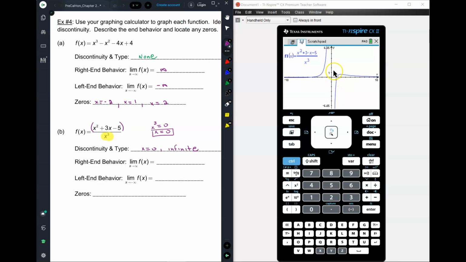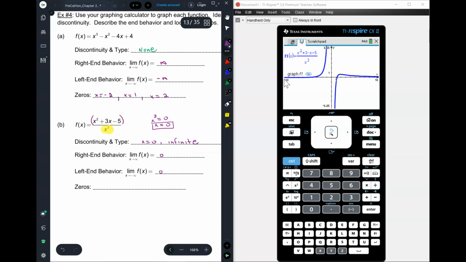Okay, right end behavior. As you go to the far right, we see that the graph is leveling off, evening out, flattening out at y equals 0. To the far left, it's flattening out at y equals 0 again.